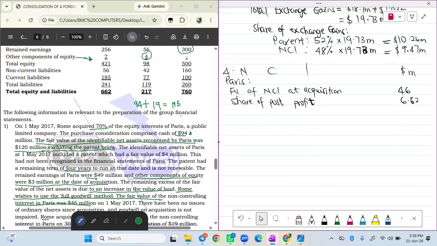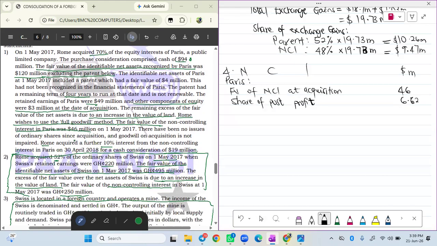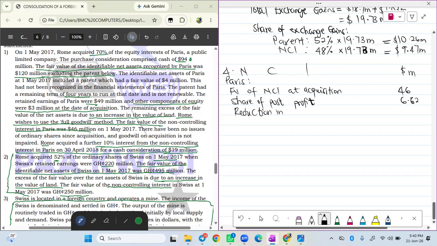Now, this extra 10% they acquired. We've done disposal scenarios, control to control. Rome acquired a further 10% interest from the non-controlling interest in Paris on 30th April 2018 for a cash consideration of 19 million. And that one will land in a reduction in NCI. So when they acquire an extra percentage, control to control, that ends in a decrease in NCI.